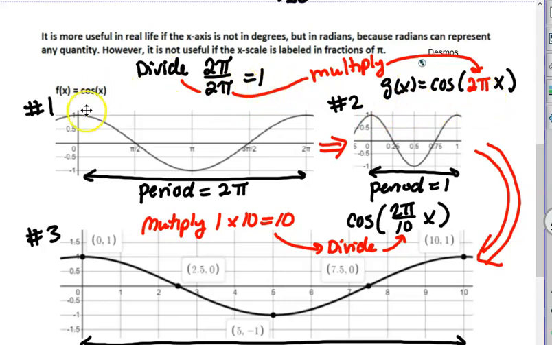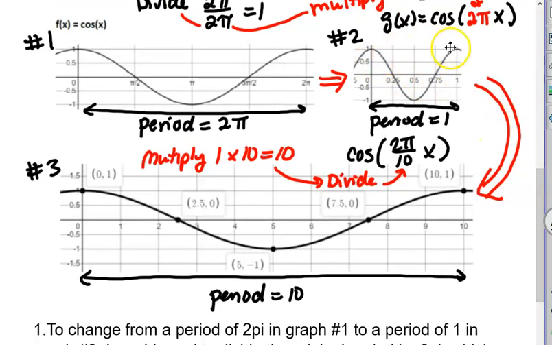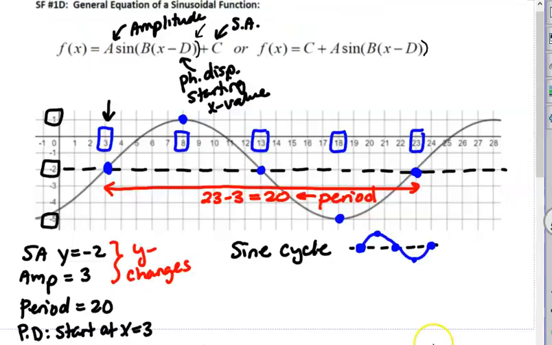So to get from cosine of x, which is this graph in radians, to the same cosine cycle but with only a period of 1, I have to multiply by 2 pi inside the function. Then, starting with graph number 2, which has a period of 1, I want to stretch that out so now it has a period of 10, which means the period is 10 times bigger, which means I have to divide by 10 inside the function. So I end up with 2 pi over 10. Now, that leads us to the general idea that this value inside the function is 2 pi divided by whatever the period is. So let's go back to our notes now.